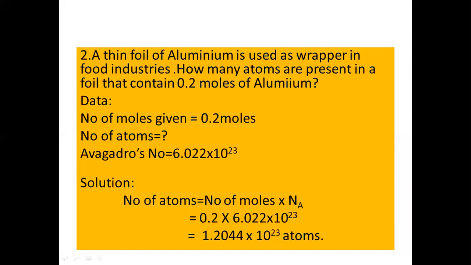Only the terms atoms and molecules will be changed. The formula will be totally the same. So the number of moles is there, and instead of writing number of atoms in the data, we have to write number of molecules. And in this case, number of molecules is equal to number of moles into Avogadro's number.